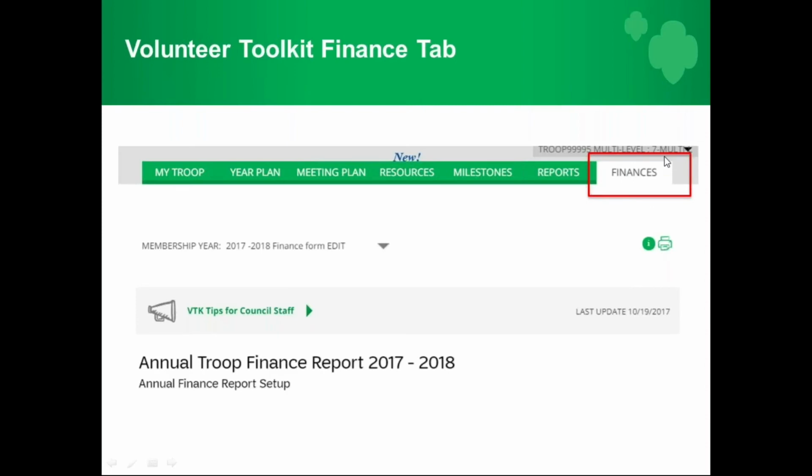There is a separate training about the Finances tab that you can complete online to familiarize yourself with the new tool. Please note that the Finances tab of the Volunteer Toolkit is a resource available for troop leaders and not for service unit accounts.